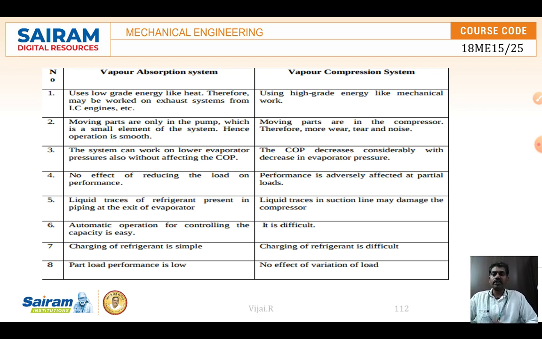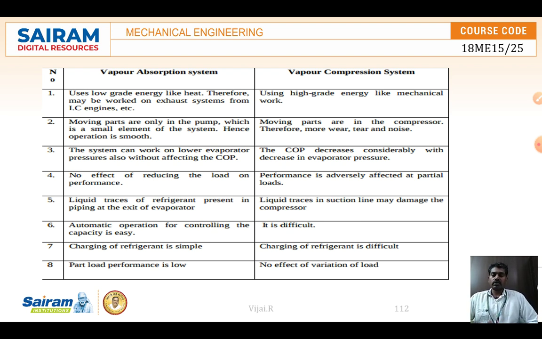And what are the differences between the absorption system and the compression system? Here we can use low grade energy like heat. In the vapor absorption system we can use heat, low grade energy, so it may work on exhaust from IC engines. In the vapor compression system, high grade energy is needed for compressing. And in the vapor absorption system, the moving parts are fewer compared to vapor compression. The compressor has more moving parts, so wear and tear is more.